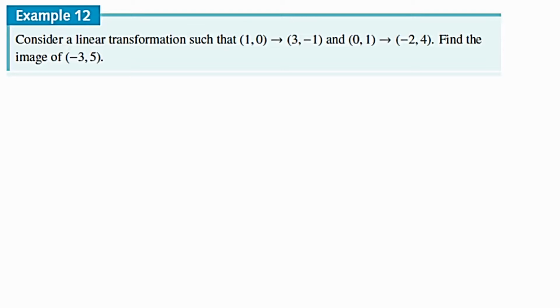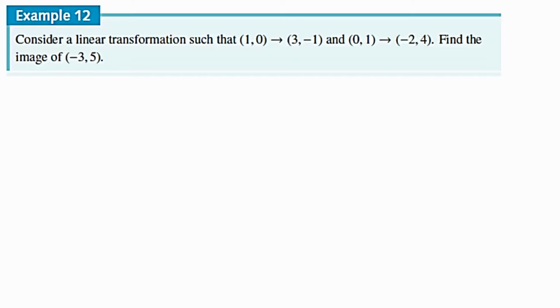Consider a linear transformation. You've got the coordinates 1, 0, and it ends up being 3, negative 1. So we don't know what the transformation is so far. We just know if I have 1, 0, it becomes 3, negative 1. If I have 0, 1, it becomes negative 2, 4. What they want you to find is, what if I have negative 3, 5? What does it become?